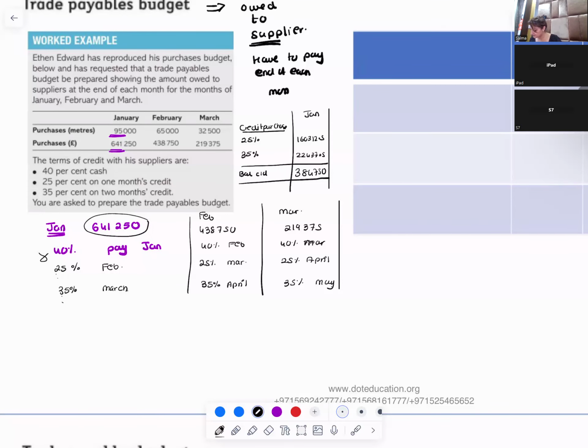Miss, I think you wrote the wrong number on 35%. It's showing 22,437, but it'll be 2 lakh more, 2,24,000. Alright, 224,437. Sorry.